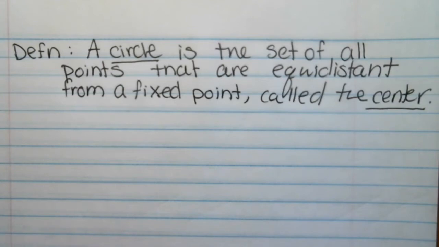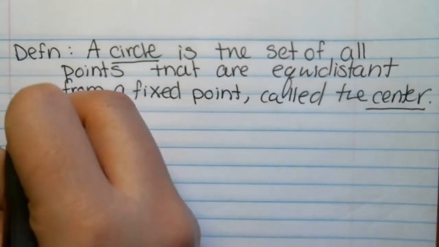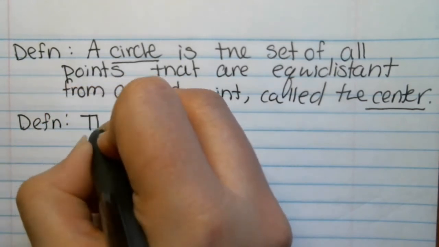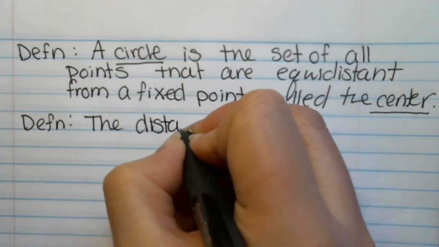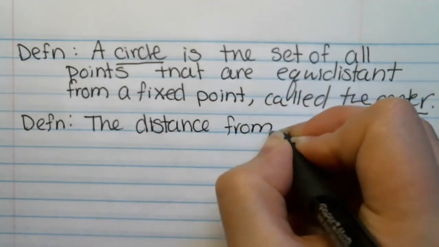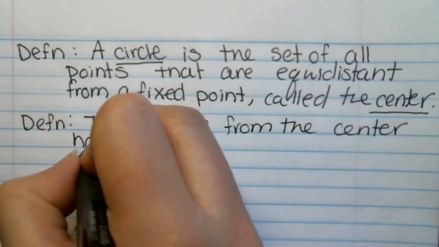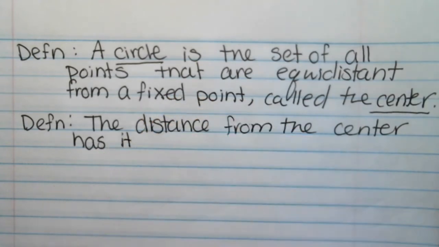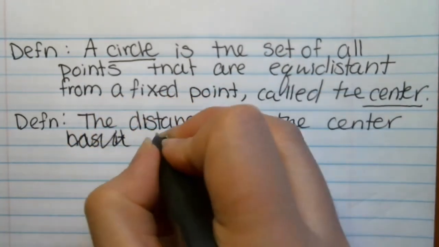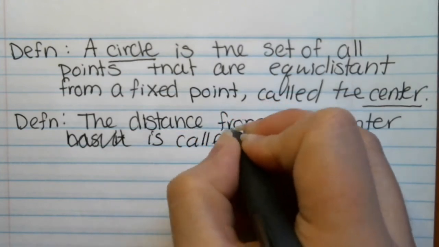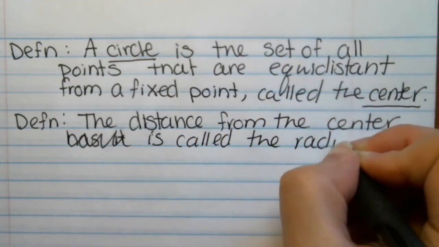So you guys know what a circle looks like. If you fix any point and draw all of the points that are the same distance away from that, you'll be dotting a center point and then drawing a circle around it. Now this distance from the center point has its own name, and that's called the radius.